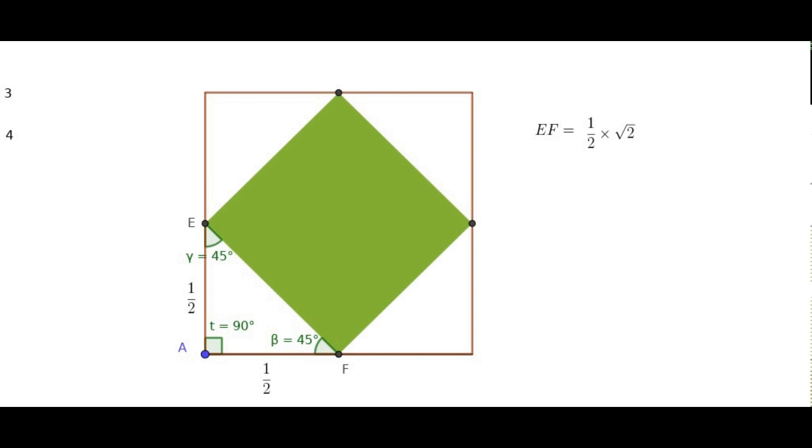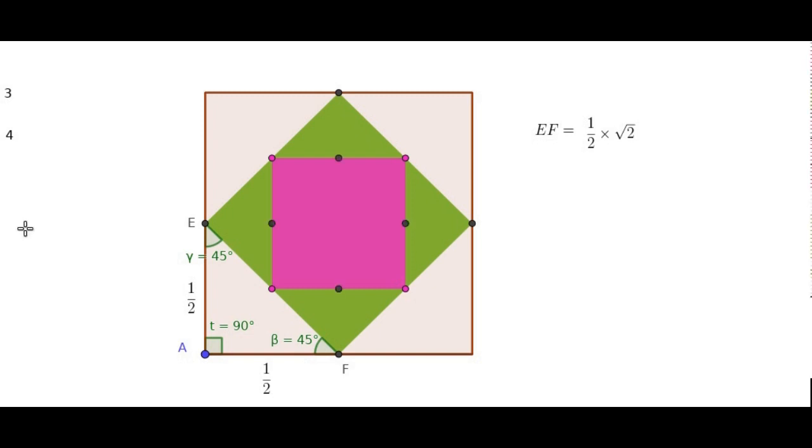In a similar way, here we mark the midpoints of the sides of the green square and join the midpoints. We get a pink square. Its area is half of the area of the green square. So its area is 1/2 into 1/2, that is 1/4.